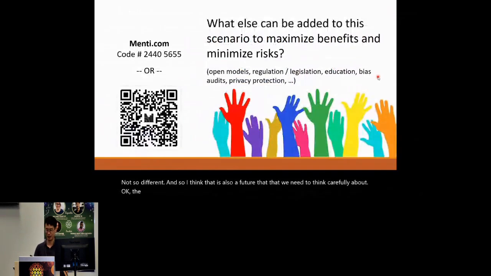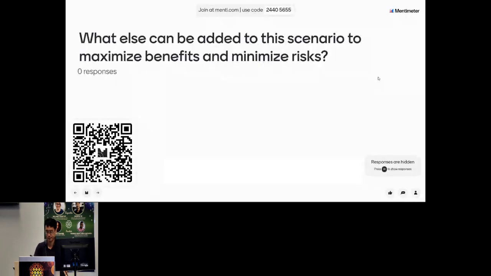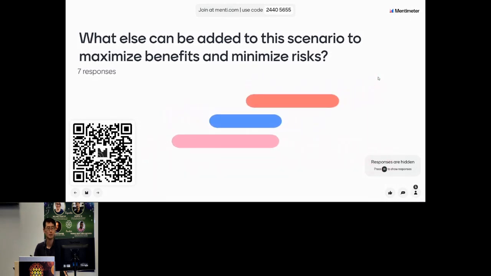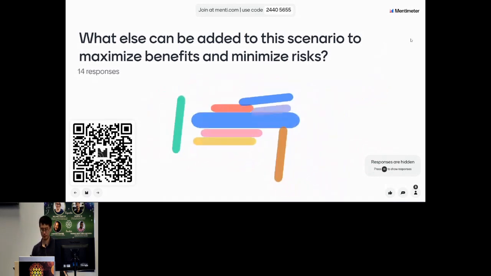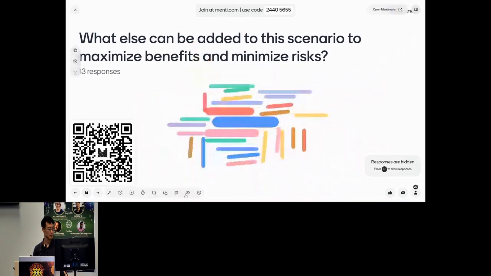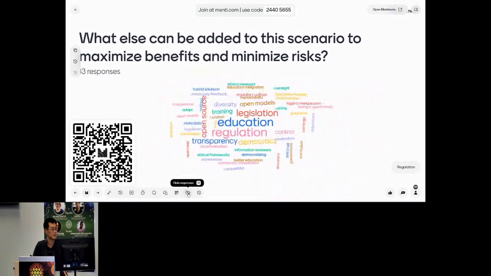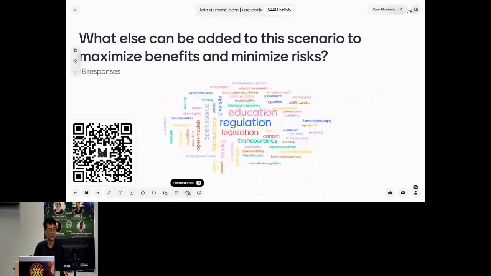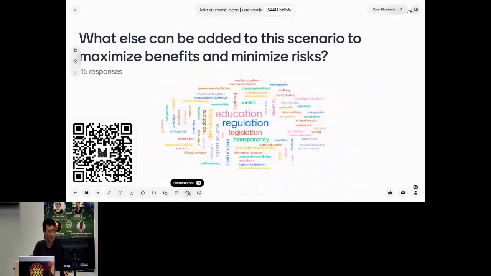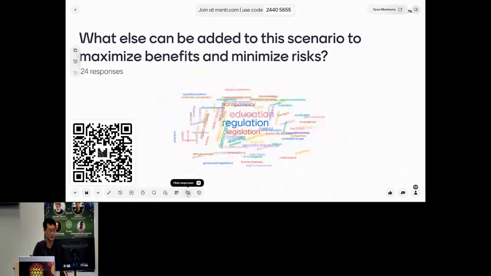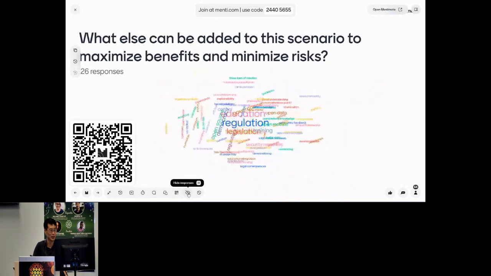Okay, the last prompt I'm going to draw us through and then wrap up. What else can be added to the scenario to maximize benefits and minimize risk? Okay, I think we've seen some. Keep adding them if you're writing it out, but education, regulation, legislation seem to be the dominant ones. Open models are in there, transparency.